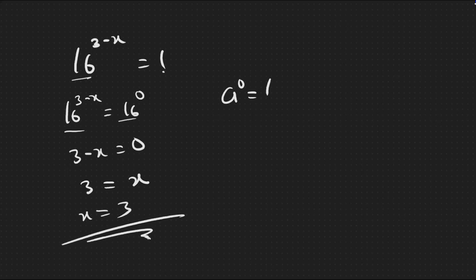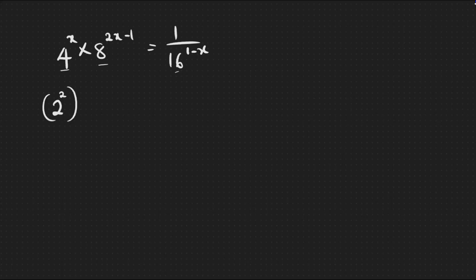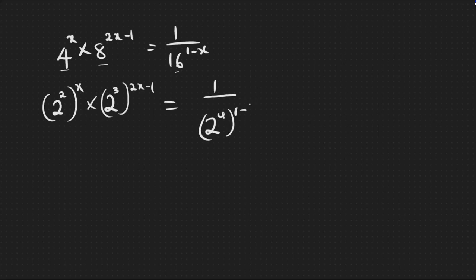So that's another good example: 4 raised to power x times 8 raised to power 2x minus 1 is equal to 1 all over 16 to the power of 1 minus x. So in this case, the simplest way to go here is to look for the same multiple that will go for this and this. So what is that? Which is 2. So this is 2 raised to power 2 to the power x again times 2 raised to power 3 to the power of 2x minus 1 is equal to 1 all over 2 raised to power 4 to the power of 1 minus x.